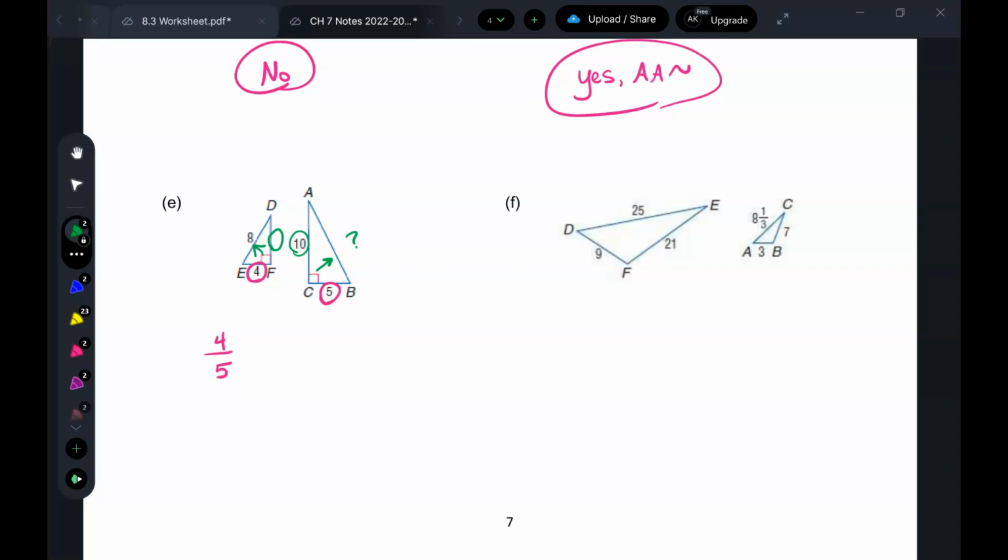Isn't 8 to 4 over to 10 also 4 to 5? But it's the wrong side. So we can make that 10 and that one 8. We can't just make it. But we know that you could do the Pythagorean theorem, so 4 squared plus x squared equals 8 squared.